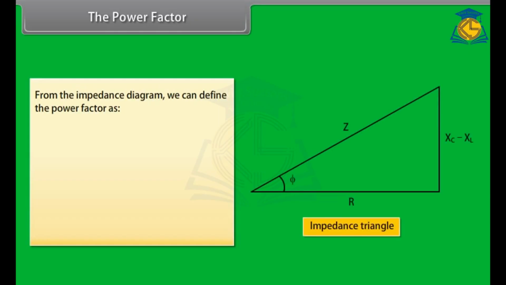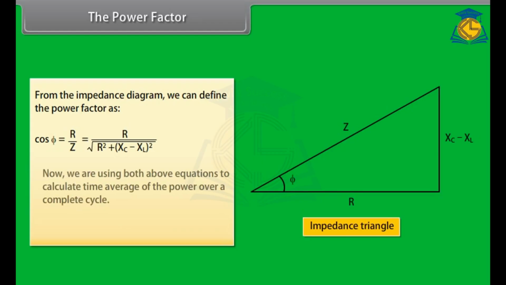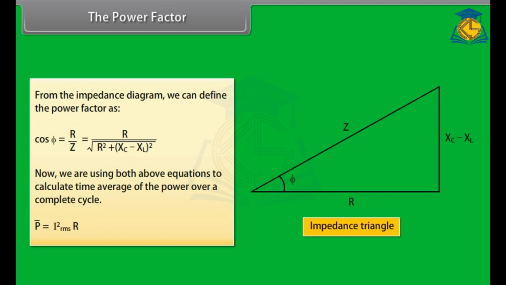From the impedance diagram, we can define the power factor as cos phi equal to R upon Z, which is equal to R upon under root R square plus XC minus XL square. Now, we are using both above equations to calculate time average of the power over the complete cycle. P bar is equal to the product of IRMS square and R. Power factor in different circuits.